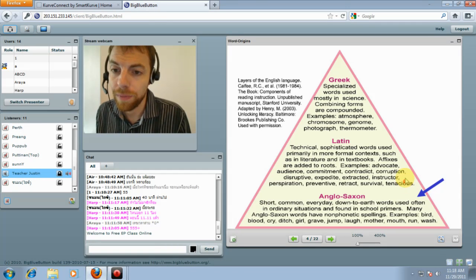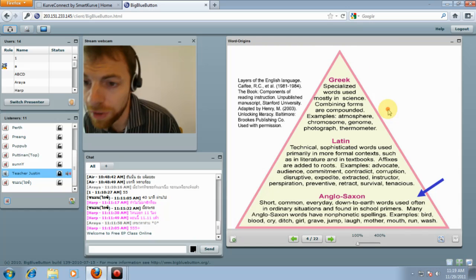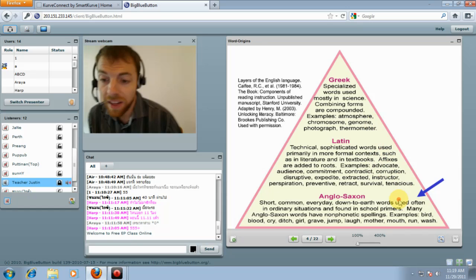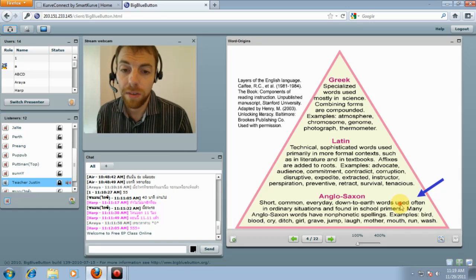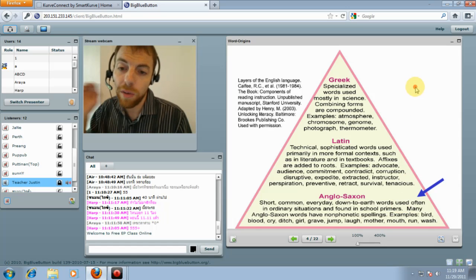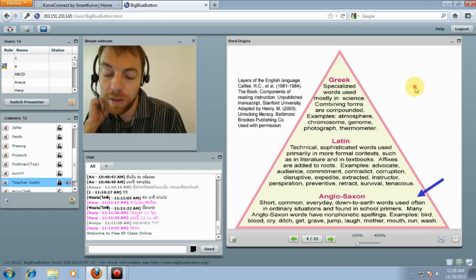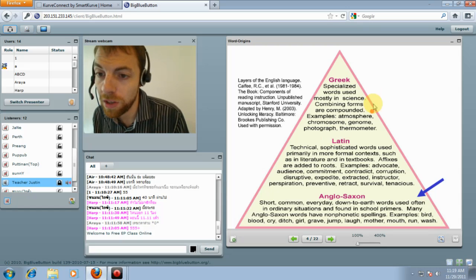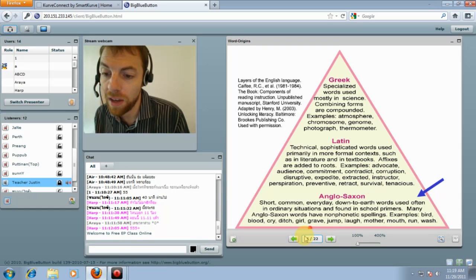All right. So here's a large paragraph that talks, well, three paragraphs talking about Greek, Latin, and Anglo-Saxon. And I would like everyone to try and read this quietly. And I'm going to ask you a question about it. So please take 1 or 2 minutes to read about Greek, Latin, and Anglo-Saxon.